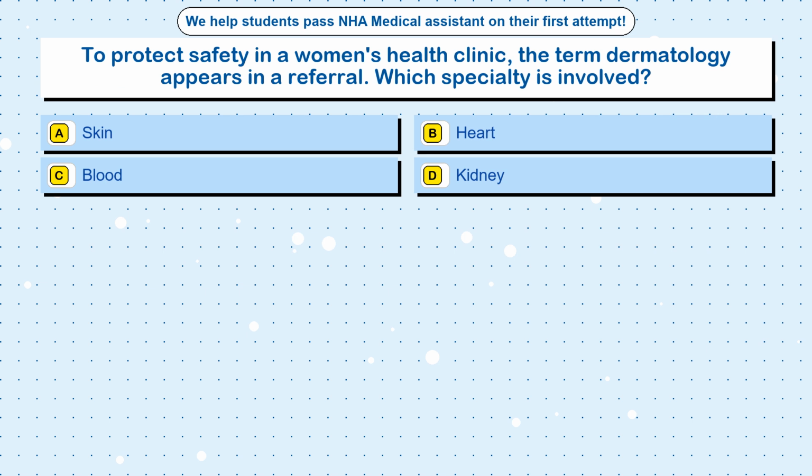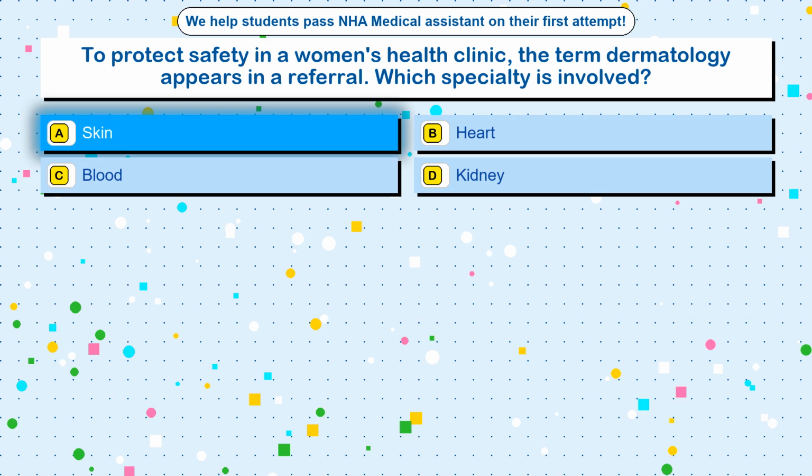Question 10. To protect safety in a women's health clinic, the term dermatology appears in a referral. Which specialty is involved? Option A. Skin. Option B. Heart. Option C. The blood. Option D. Kidney. The correct answer is option A.